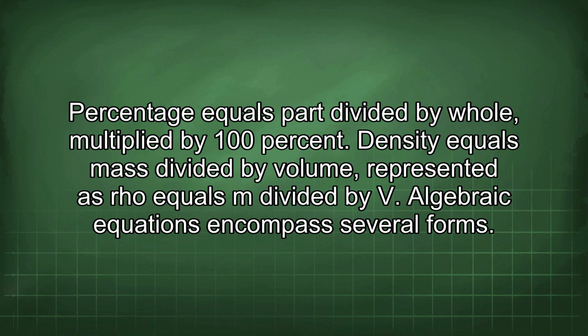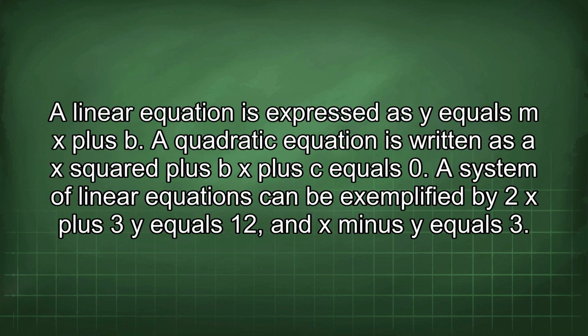Algebraic equations encompass several forms. A linear equation is expressed as y equals mx plus b. A quadratic equation is written as x squared plus bx plus c equals 0. A system of linear equations can be exemplified by 2x plus 3y equals 12 and x minus y equals 3.